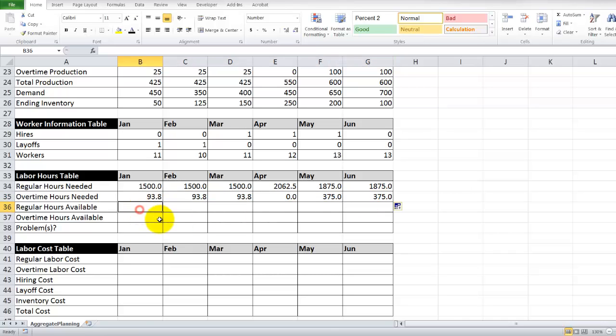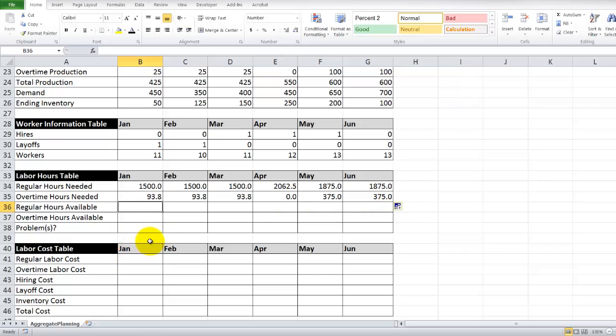Okay, now we need to calculate what's available. And you might be asking, well, why do we need to calculate that? Well, it's because it could be a situation where we don't have enough employees to actually manufacture these parts. We could get in a situation where we only have 1,400 hours available and we actually needed 1,500. So that would be a situation where we could have afforded to hire somebody, let's just say. But in this case, let's calculate what we have here for regular hours available.